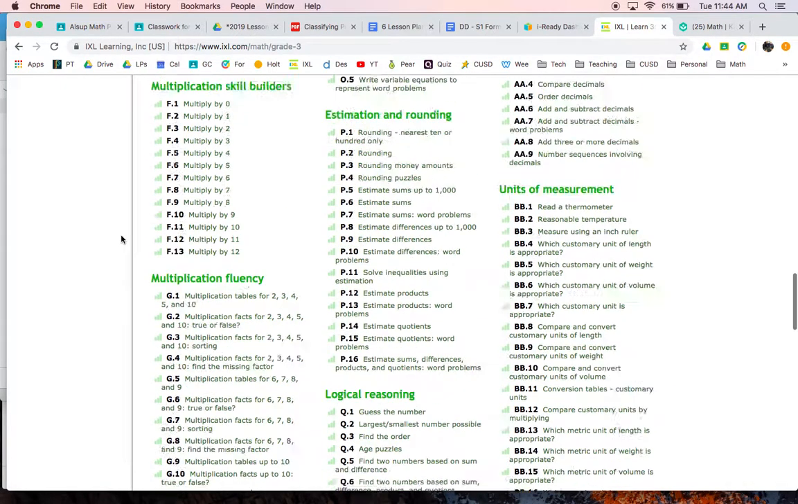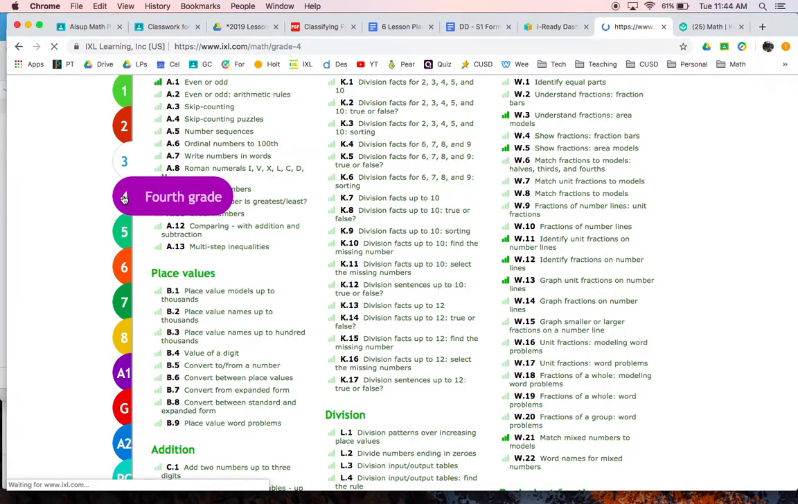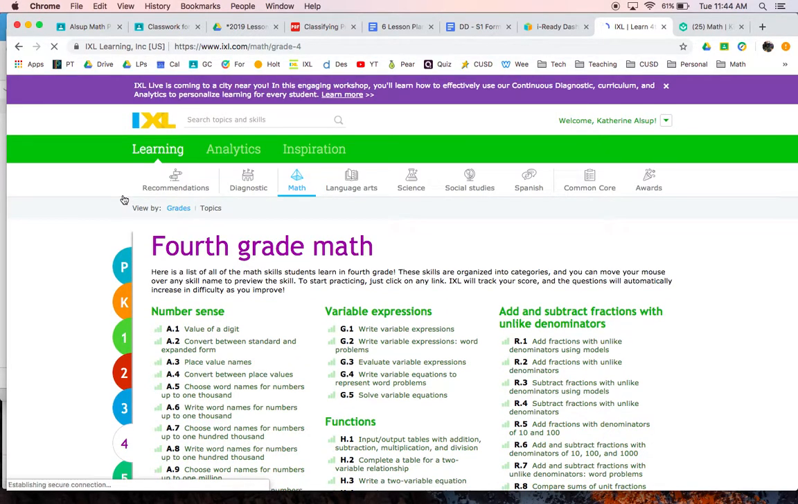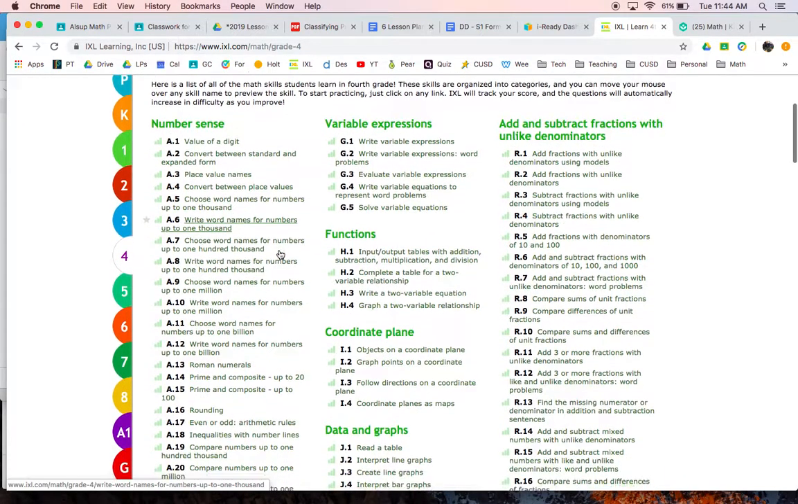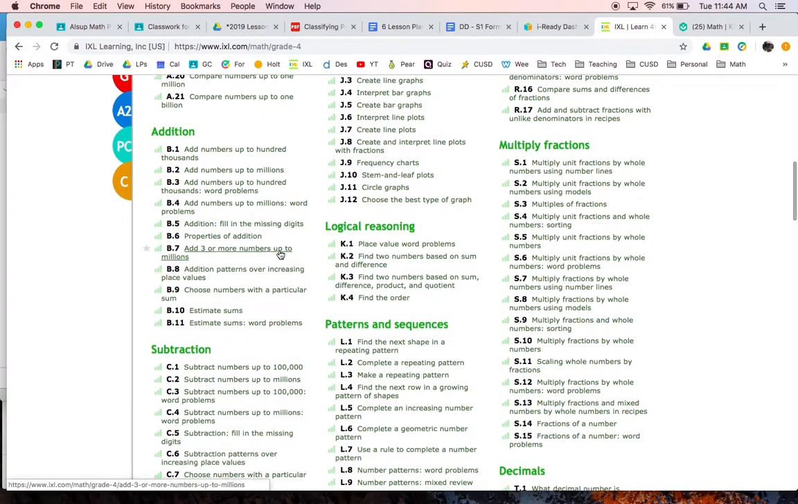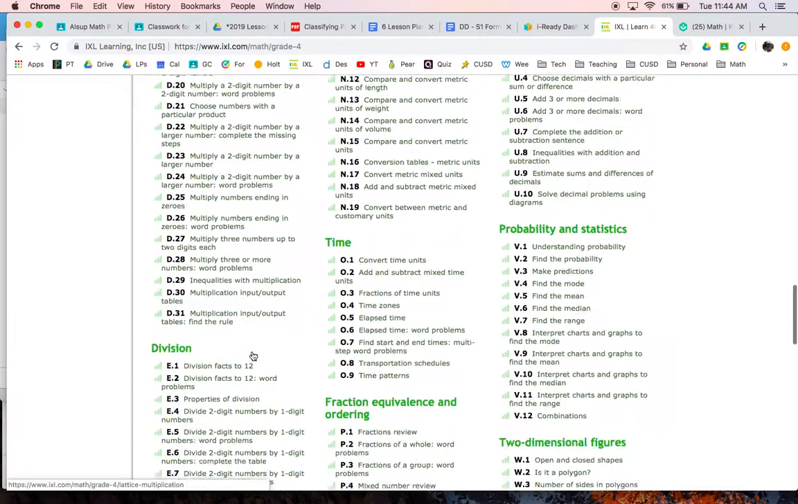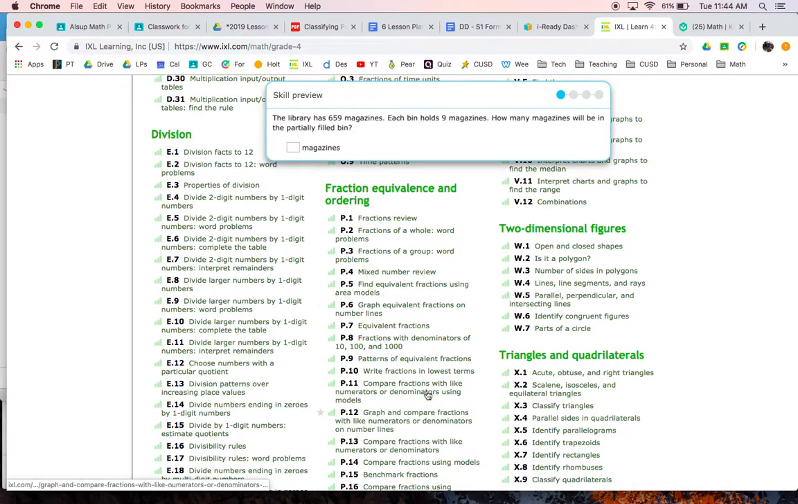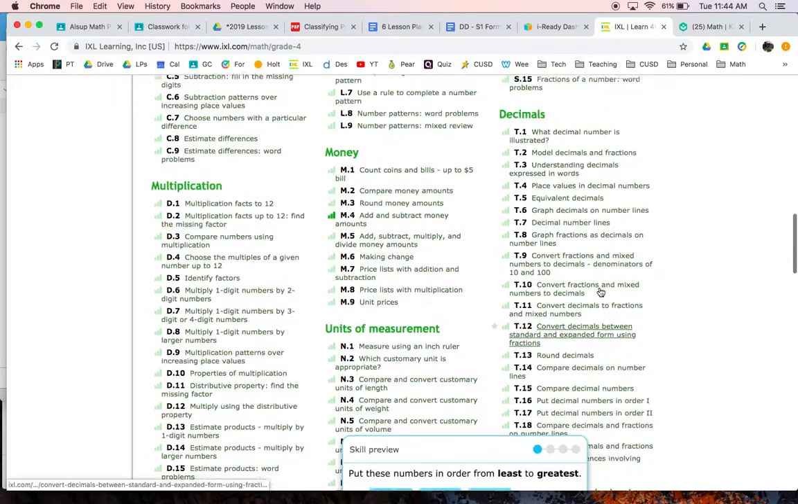Next, I'm going to look at fourth grade. So clicking here on the left, fourth grade. Fourth grade, again, division is still an area of struggle, and multiplication, and now these are focusing on doing multiplication and division with multiple digits. So here's multiplication, division, also looking at anything with fractions, adding and subtracting decimals.